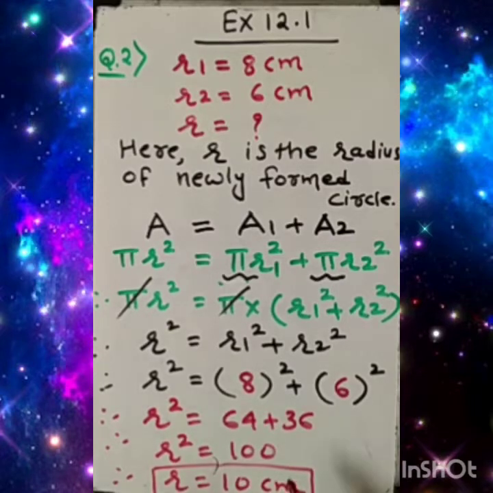R equal to, because we know it is 100, square root of 100 is 10. So, dear student, the final answer we need to mention here. Therefore, the radius of the newly formed circle is 10 centimeter. I am repeating the answer. The radius of the newly formed circle is 10 centimeter.